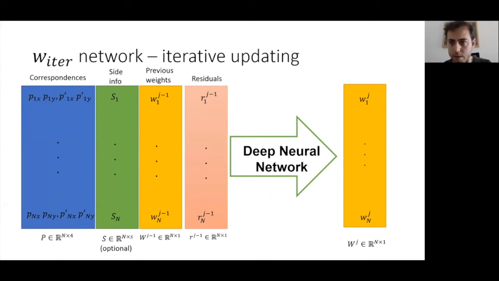Okay, and they have another neural network called WITER that updates the current weights. So it again gets the correspondences and the side info. They have the previous outputs of weights, and they have the residuals of the current correspondences with respect to the current estimation. It's actually the error of each point correspondence, the current error. The residuals are defined in the next slide. Okay, sorry. Yes.